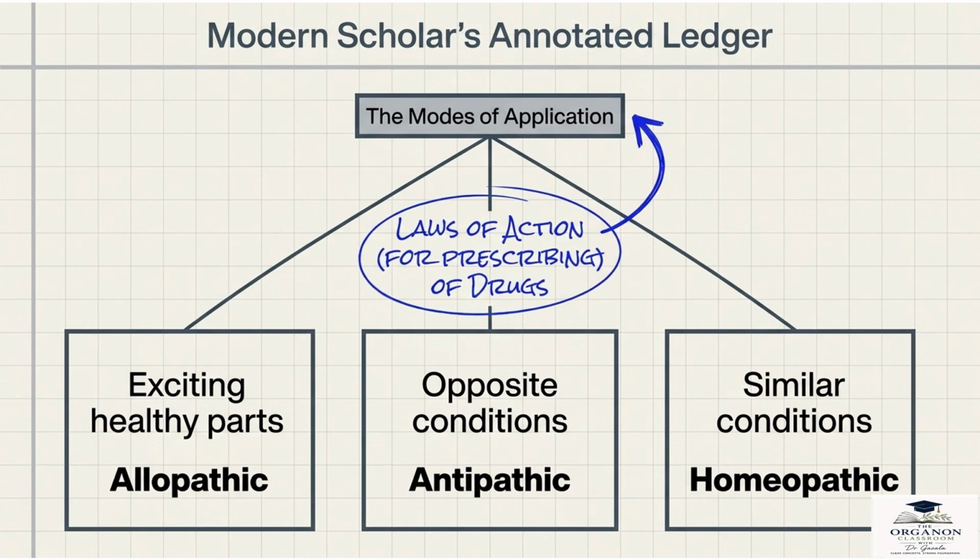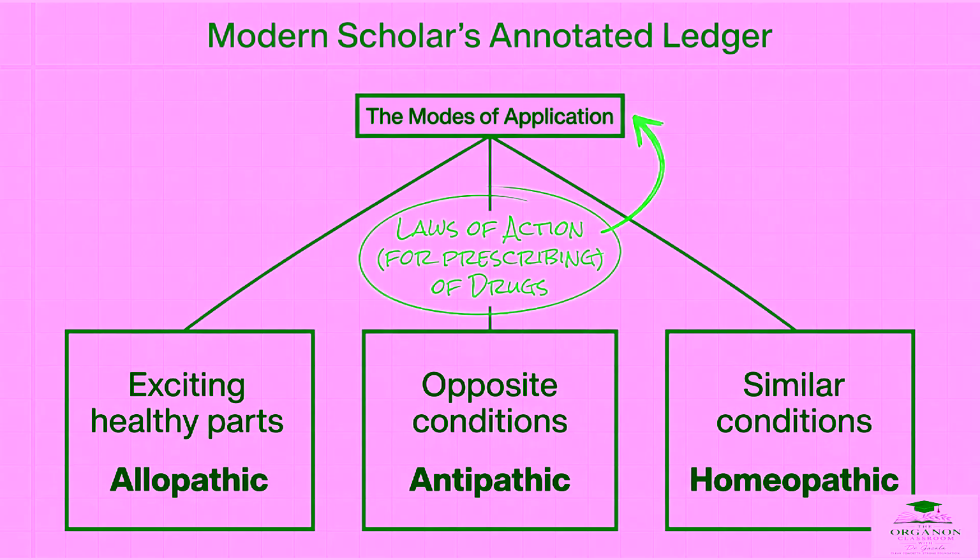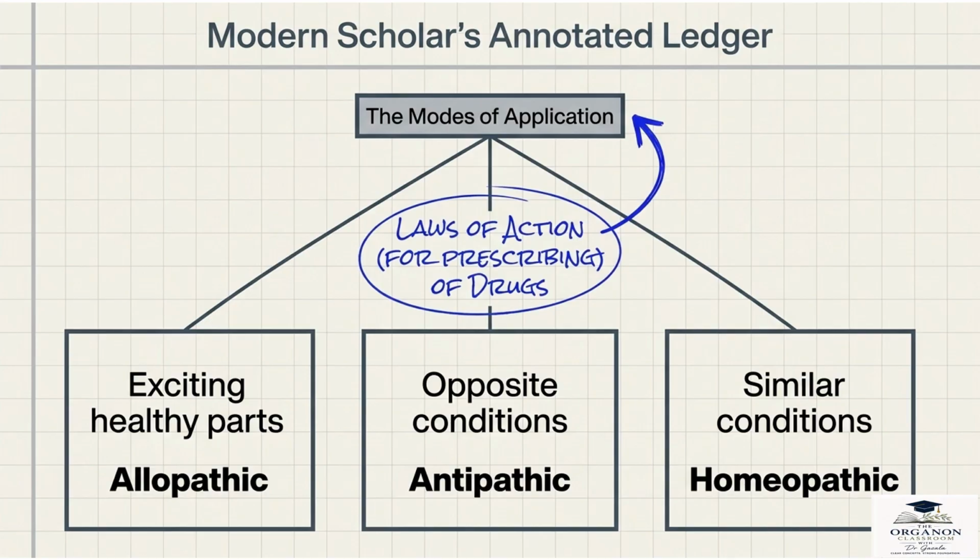Okay. Third comes similar conditions prescribing, which means homeopathic prescribing based on the law of Similia Similibus Curentur. Here we select a medicine capable of producing symptoms similar to those of the patient. Right? According to Hahnemann and Hughes, this is the only method that stimulates the organism to bring about a true and lasting cure. So we have to remember that.